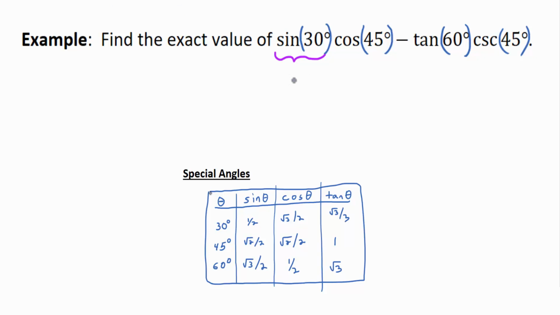sine of 30 degrees is 1/2. Now, for whatever reason, some students get it in their head that the answer is the sine of 1/2. No, 1/2 is the output. The input is 30 degrees. The sine of 30 degrees is just 1/2. So you can replace that sine of 30 degrees with just 1/2.